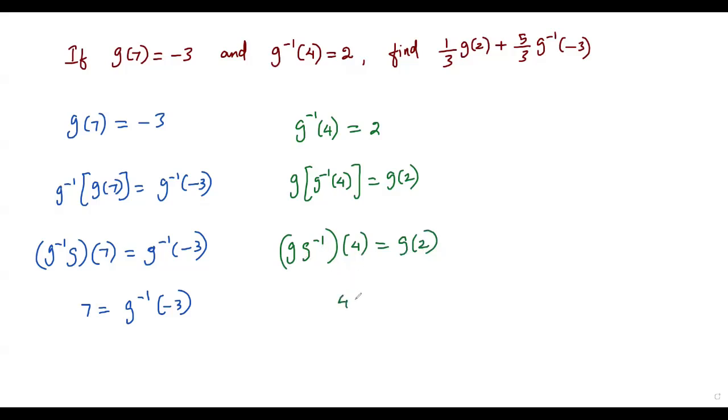So already we know that the value of the product g and g inverse is 1. So 1 times 4 is 4. So 4 is equal to g of 2. Now I got the value of g of 2. So that is 4. So now let's find the value of this expression over here.